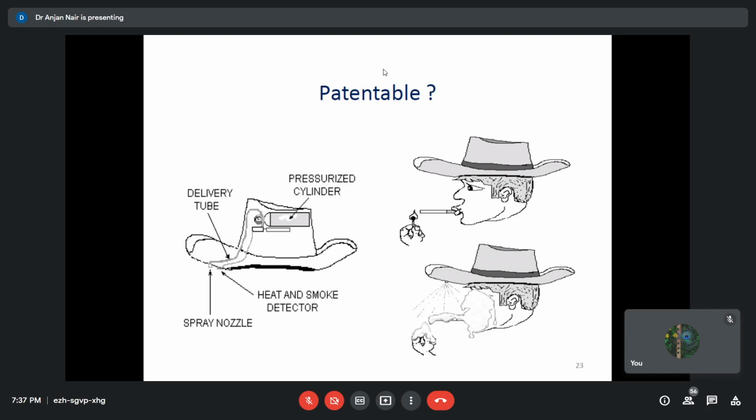So here you can see all the drawings. What is this invention? Basically, smoking is a big problem.